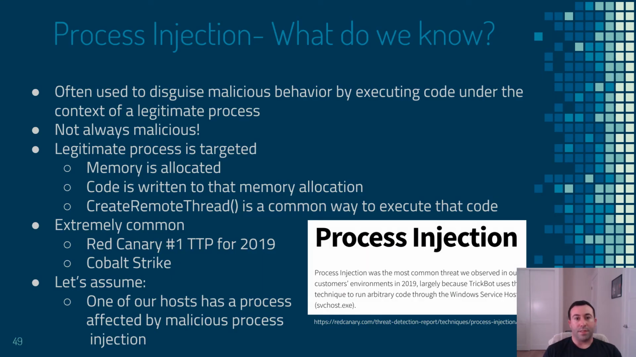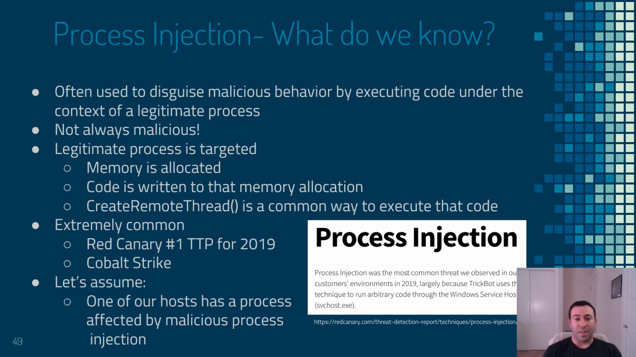Why do adversaries use process injection? The simple answer is that it helps them disguise their activity. If an adversary launches malicious commands under the context of a legitimate process, defenders are less likely to notice it as an outlier or unusual activity. However, it's worth noting that sometimes legitimate processes do this as well. Debuggers are a great example of legitimate programs that use process injection.